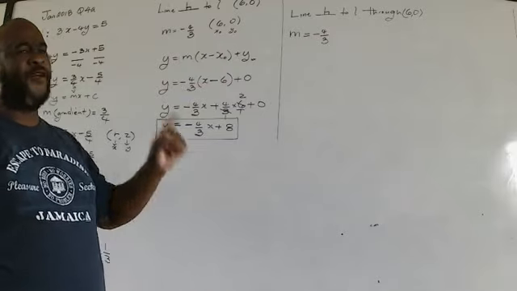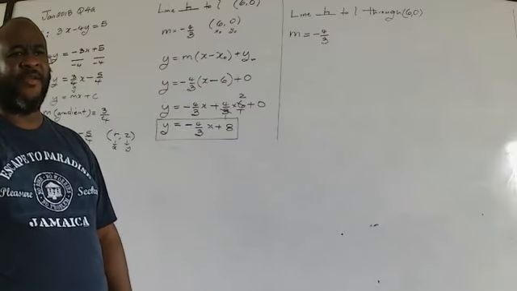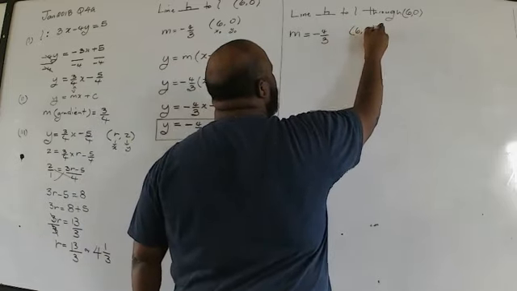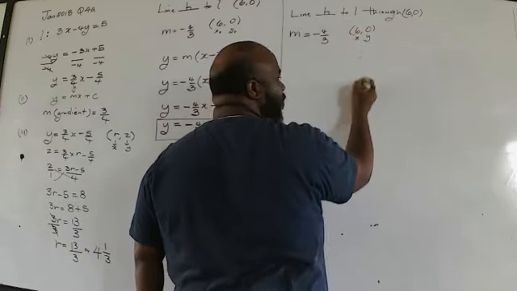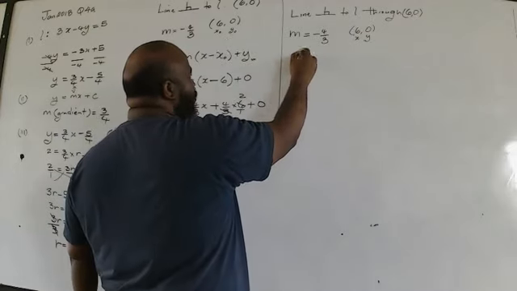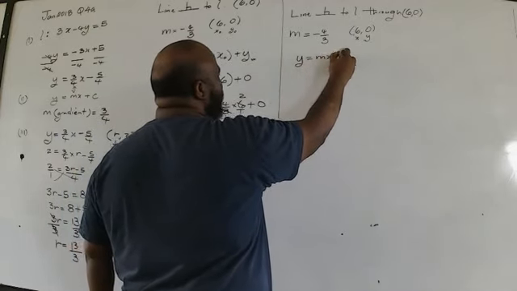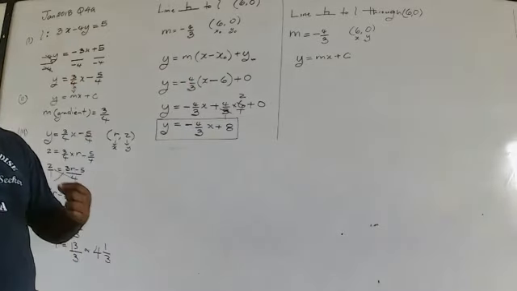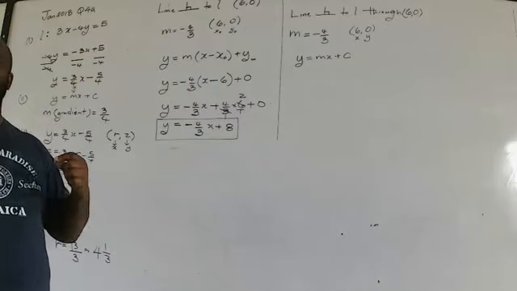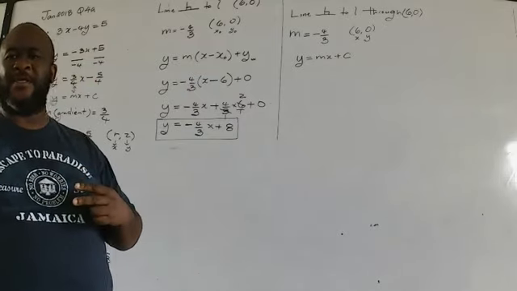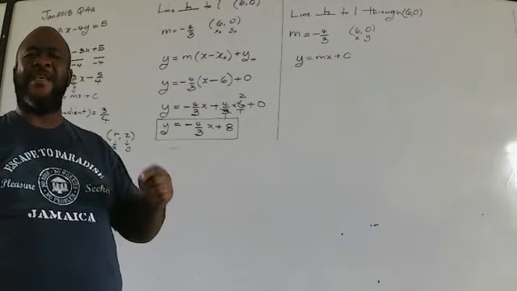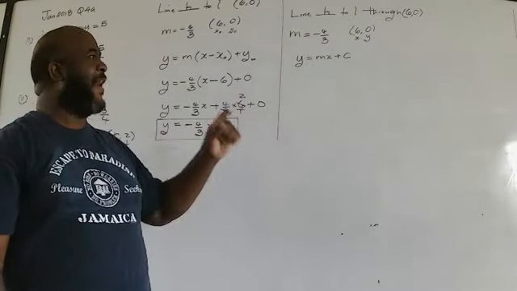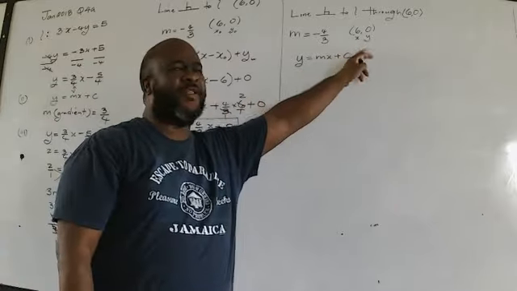In order for you to find c, you need one point on the line. One point on the line is 6, 0. This is my x and this is y. Now, I'm going to use y is equal to mx plus c. Why am I doing that? I said to you, in order for you to determine the equation of a line, you need two things: m and c. We already know m, what we need now is c. To find c, you need one point on the line.